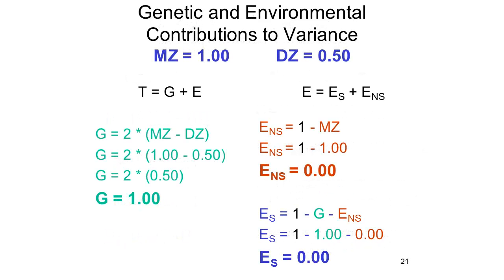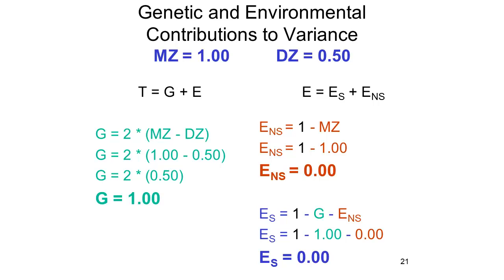Now, just to get the idea down firmly, let's work through a couple of numerical examples. Here's the ideal case, at least from a genetic point of view. The MZ correlation is a perfect 1.0. The DZ correlation is 0.50. Double the difference between MZ and DZ, and you get an estimate of genetic variance at 1.0. All the population variance is attributable to genetic variance. Of course, there's nothing left over, but let's do it anyway.